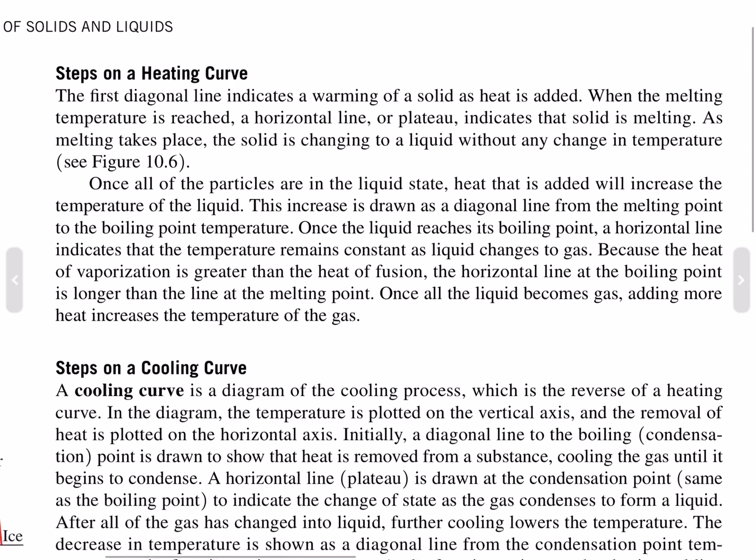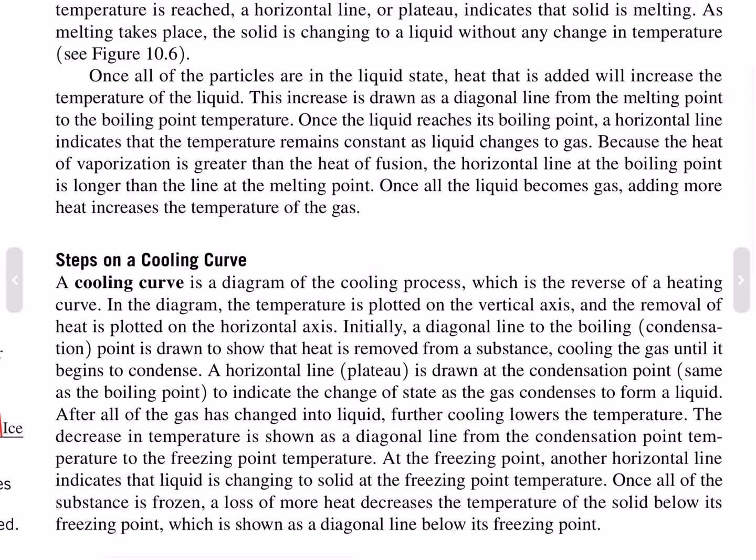Steps on a cooling curve. A cooling curve is a diagram of the cooling process, which is the reverse of the heating curve. In the diagram, the temperature is plotted on the vertical axis and the removal of heat is plotted on the horizontal axis. Initially, a diagonal line to the boiling condensation point is drawn to show that the heat is removed from a substance, cooling the gas until it begins to condense.